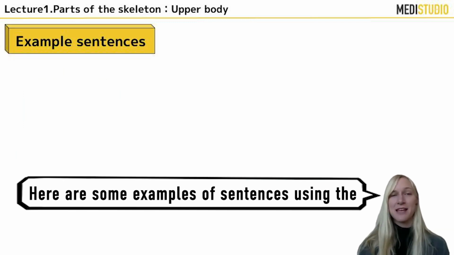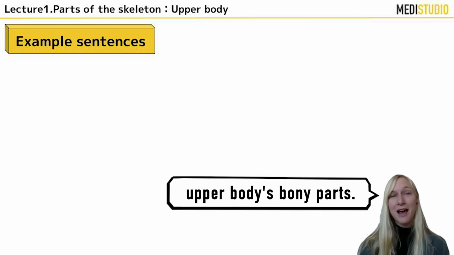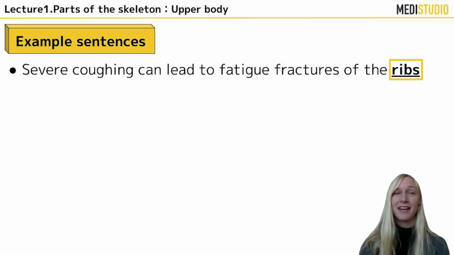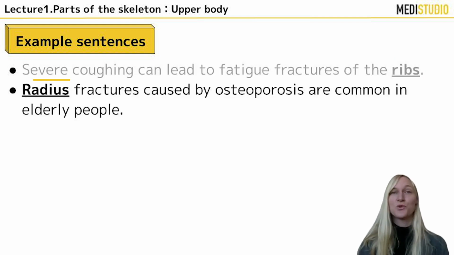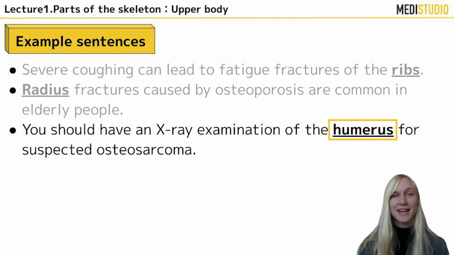Here are some examples of sentences using the upper body's bony parts. Severe coughing can lead to fatigue fractures of the ribs. Radius fractures caused by osteoporosis are common in elderly people. You should have an X-ray examination of the humerus for suspected osteosarcoma.